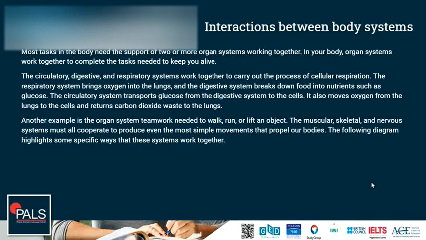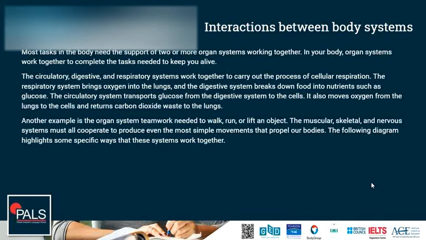The respiratory system brings oxygen into the lungs, and the digestive system breaks down food into nutrients such as glucose. The circulatory system transports glucose from the digestive system to the cells, and it also moves the oxygen from the lungs to the cells and returns carbon dioxide, which is waste from cellular respiration, to the lungs.